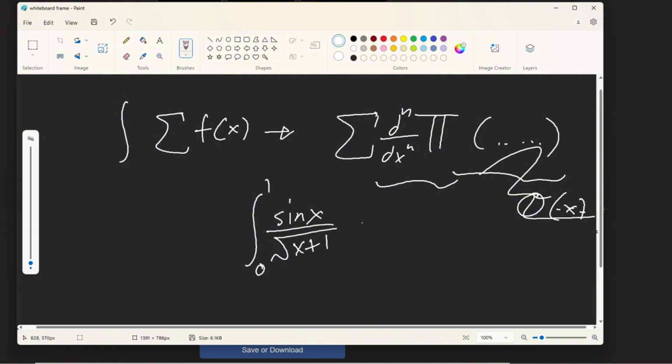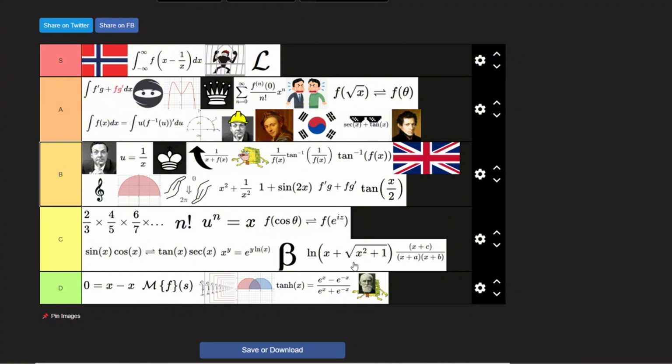from 0 to 1. Approximate this, and then you use Glenn Bruda's weaponizing the integral trick. Okay, there's a paper. I'll put it in the description. It's very, very cool, but it's scary. So weaponizing the integral, I would probably put it in C tier. It's cool, but it's nasty. I'm sorry, Glenn Bruda, don't hate me on that. But it's a very cool trick.